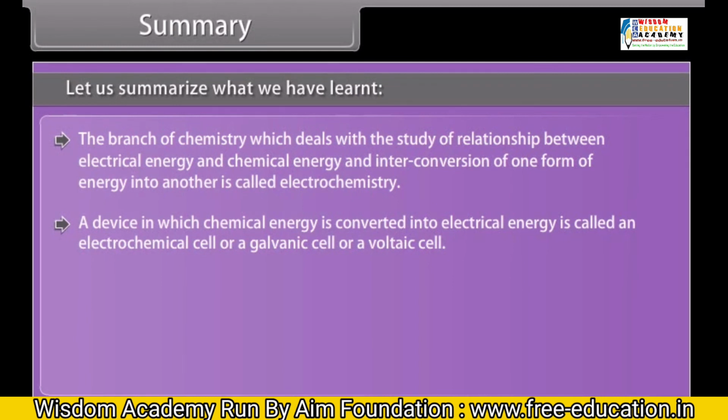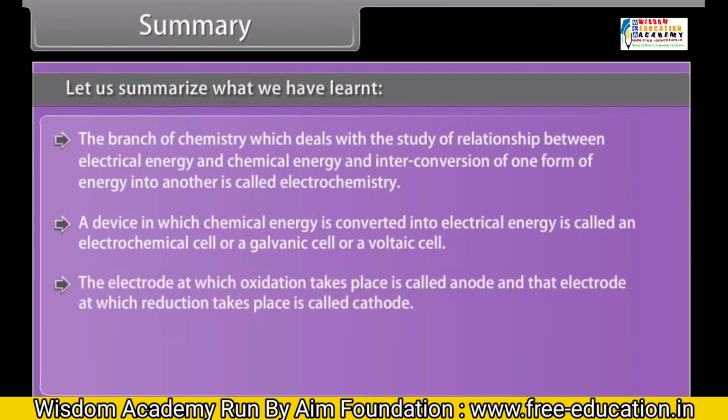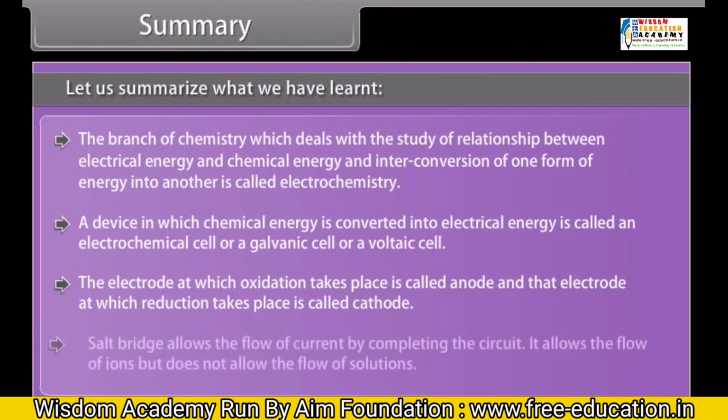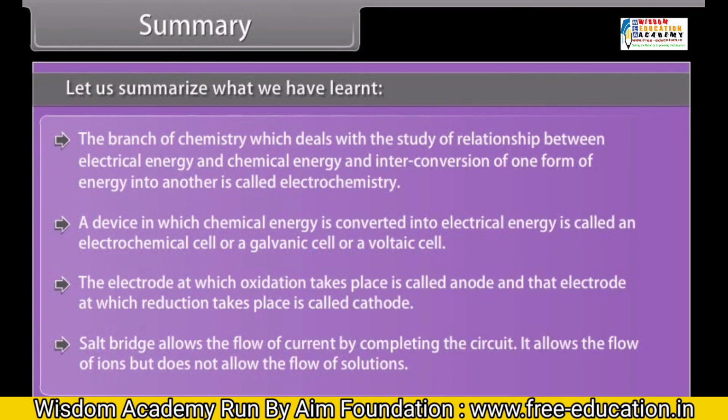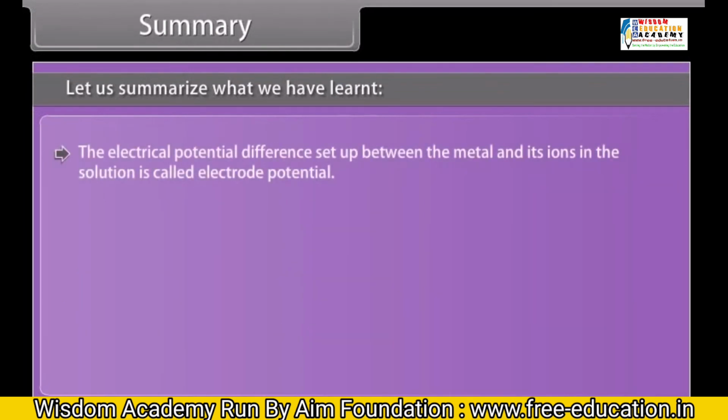The electrode at which oxidation takes place is called anode, and that electrode at which reduction takes place is called cathode. Salt bridge allows the flow of current by completing the circuit. It allows the flow of ions but does not allow the flow of solutions. The electrical potential difference set up between the metal and its ions in the solution is called electrode potential.